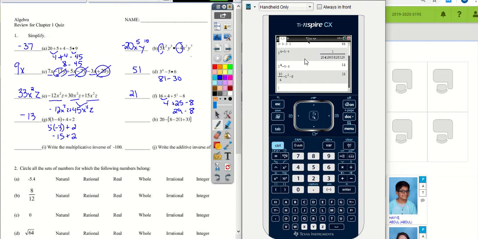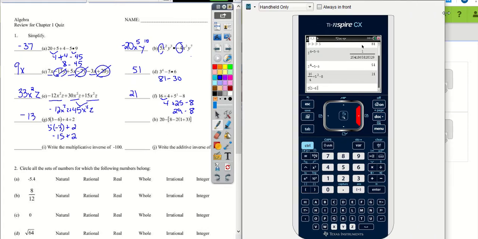So we have 5, then parentheses. We have 3 minus 6. I'm going to arrow over to the right so you can see the parentheses there. All right. And then we have plus 4, and then divided by 2. Divided by 2. Enter, and there's the answer there.